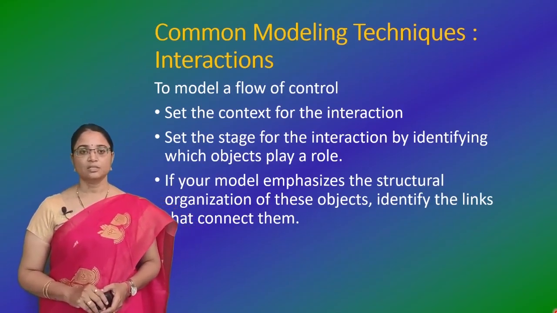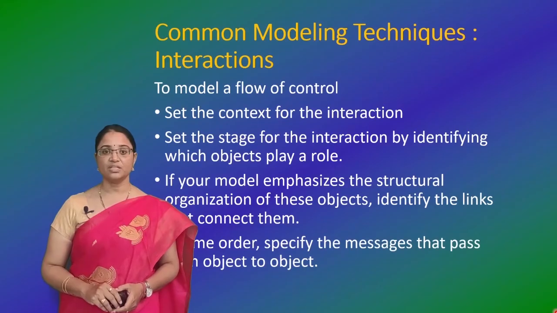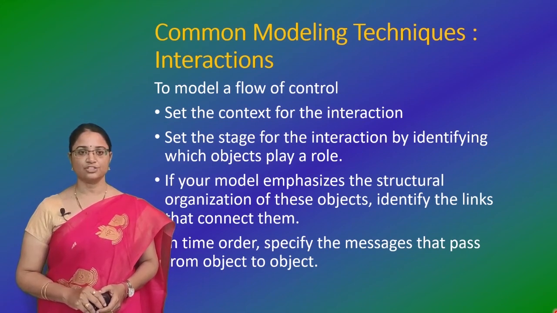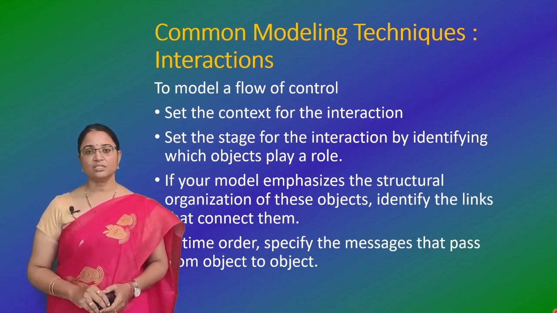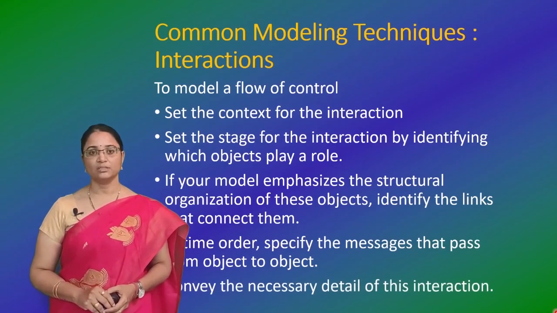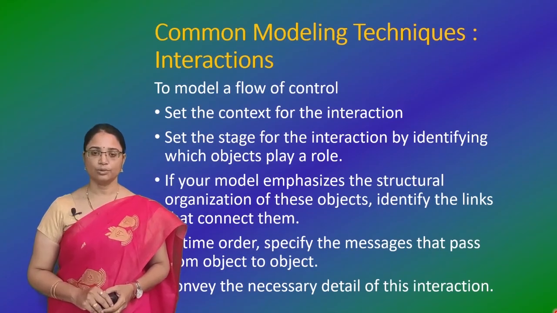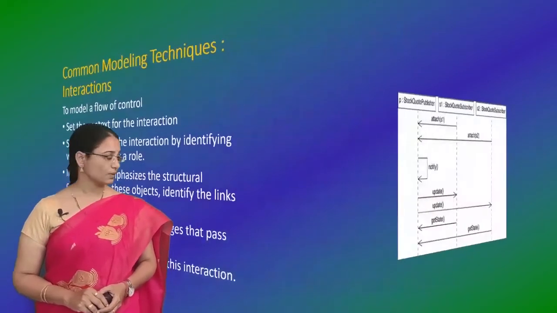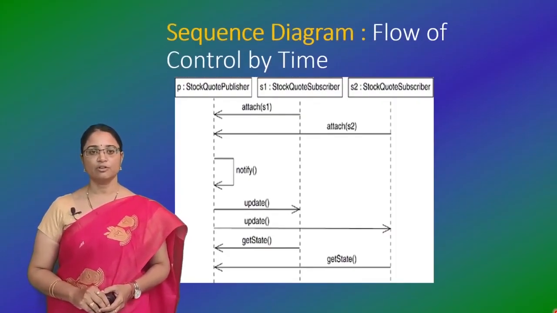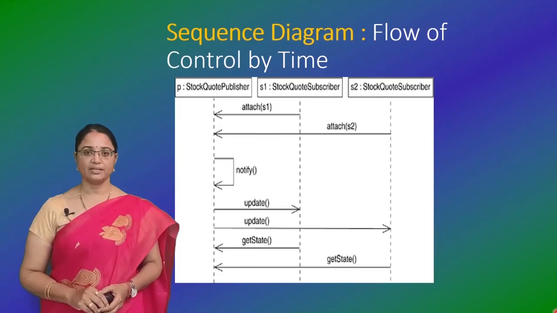Next, in time order, specify the messages that pass from object to object. As necessary, distinguish the different kinds of messages. Include parameters and return values to convey the necessary detail of this interaction. Also, to convey the necessary details, add each object at every moment in time with its state and role. For example, if you see the figure here, it consists of a set of roles that interact in the context of publish and subscribe mechanisms.